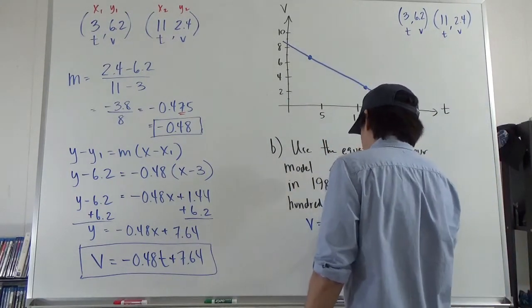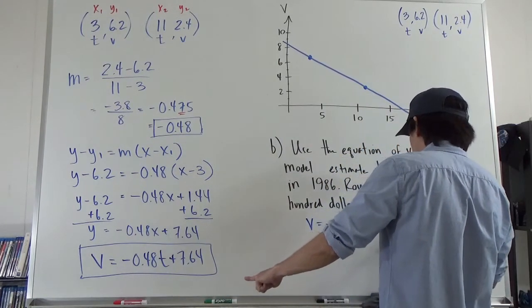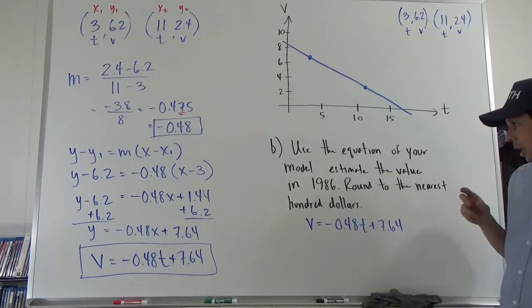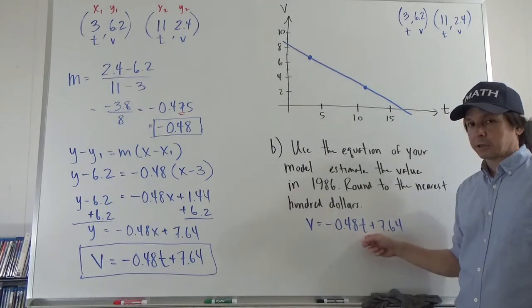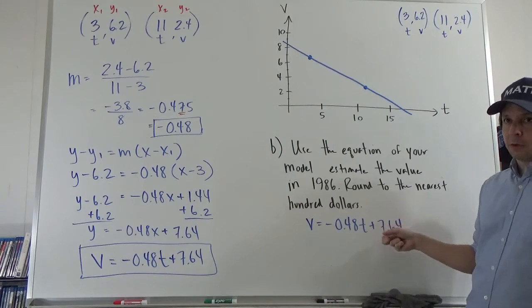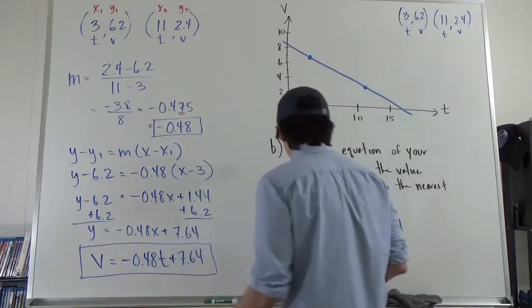I'm just going to copy down the model first. This is what we're going to be working with, the equation of our model right there. And basically to estimate the value, we're looking for V. And to be able to do that, you need the other variable. To do any kind of thing with this, you need to be plugging in one variable and solving for the other. So you have to know what you're plugging in and what you're solving for.